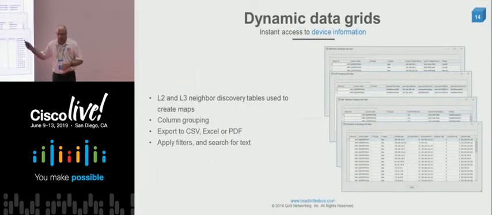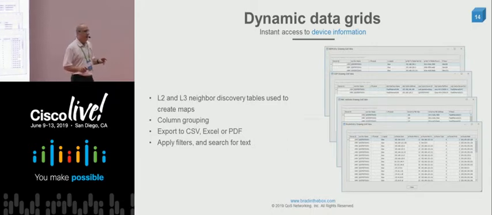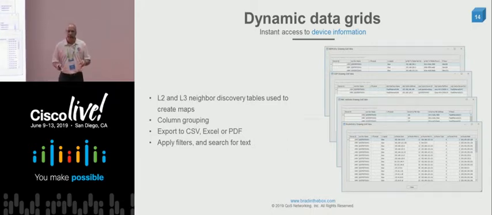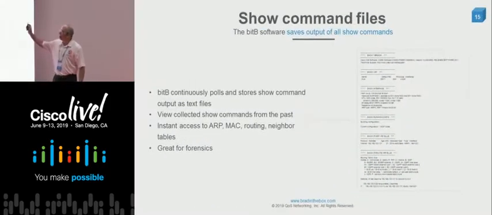Okay. We have a lot of other great options inside of bitB. Not only did we show you the VDCs to show you the security context and also to show you device context, we did the V-logical to show you VRFs so that you can see how the packets are routing through your network. We also have dynamic data grids. So basically you can get all this information that was used to create your maps, and you can see it in a dynamic data grid. You also have the show command files. Everything we use for a show command file, you can pull those up and view those also.